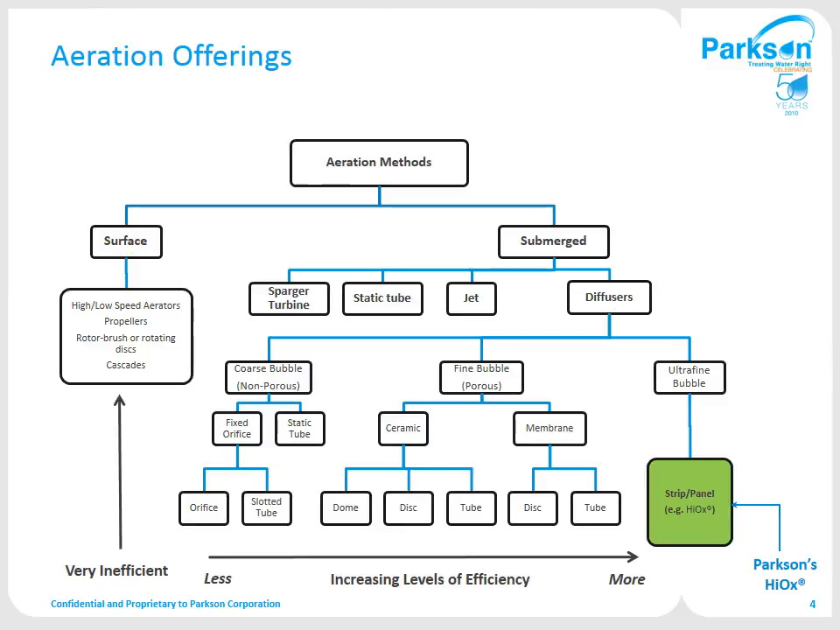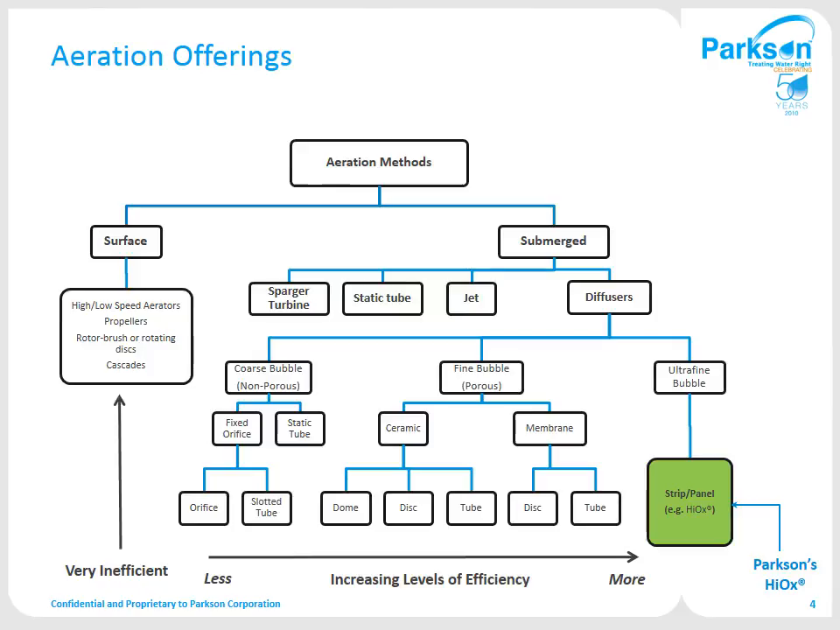Static tubes are an older method of trying to create fine bubbles from coarse bubble diffusers. Jet aerators can approach fine bubble diffuser efficiencies in deeper basins and are mostly utilized in sequencing batch reactors or where wide variations in oxygen requirement and basin mixing requirements exist. Fine bubble submerged diffused aeration is the most common type of aeration technology in use today, as it's proven, it's cost competitive, and provides efficient performance.